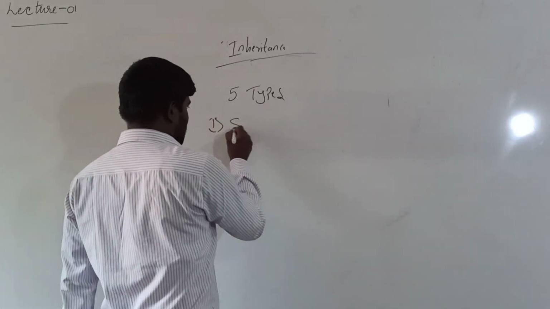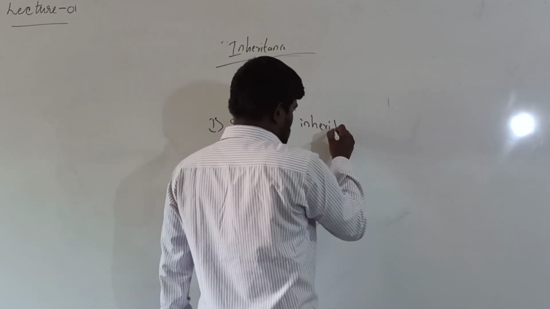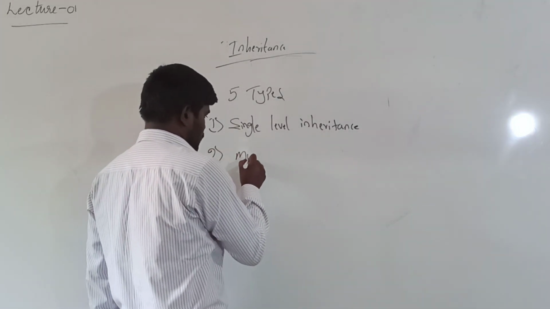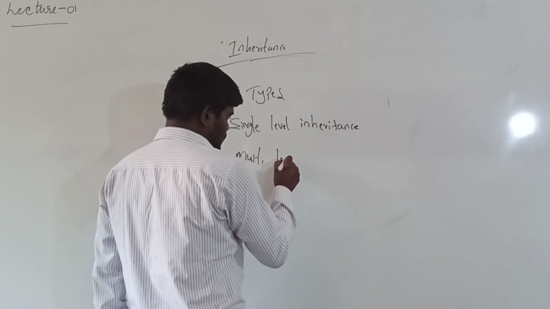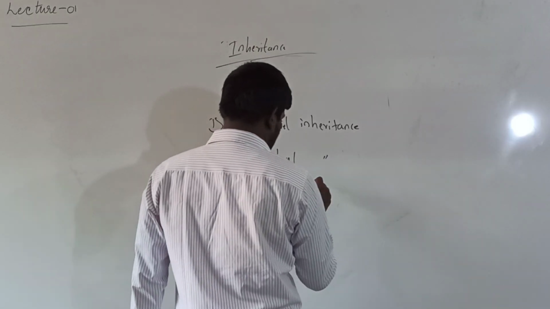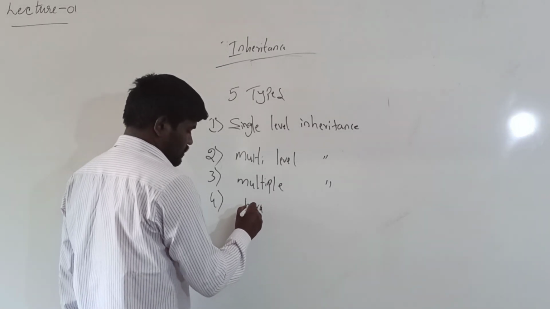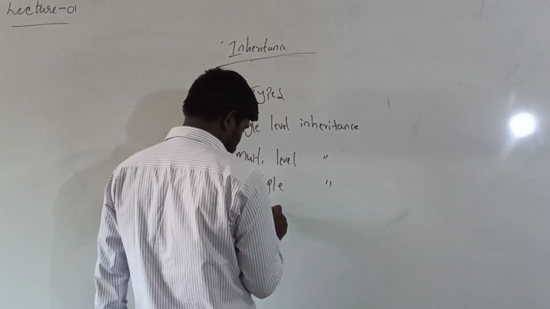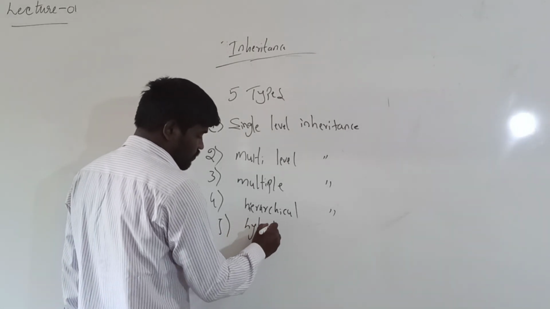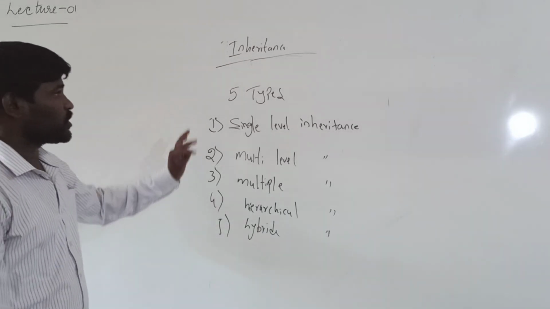First one is single level inheritance. Second one is multi level inheritance. Third one is multiple inheritance. Fourth one is hierarchical inheritance. Fifth one is hybrid inheritance. So these 5 are the types of inheritance.